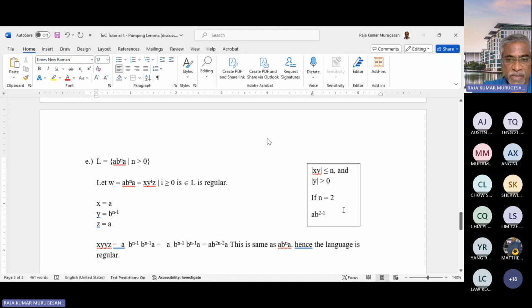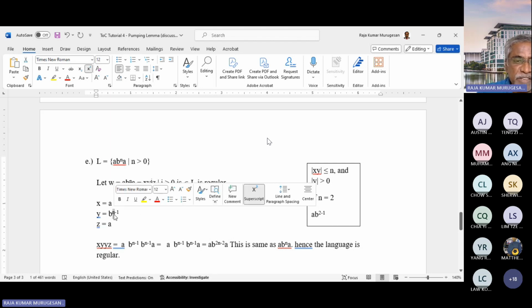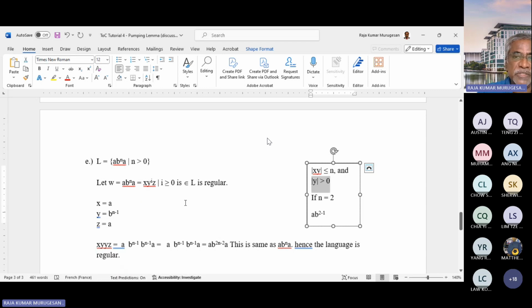Why? In our case, in this particular question, n has to be minimum 2. If n is 1, 1 minus 1 will become 0. Then it will become b length 0, and b length 0 means y will become the empty string. Here, the lemma says y has to be greater than 0. So the minimum value n can take in our case is 2. Okay, so if you take n as 2, it will become a, b, 2 times 2 is 4, 4 minus 2 is 2.